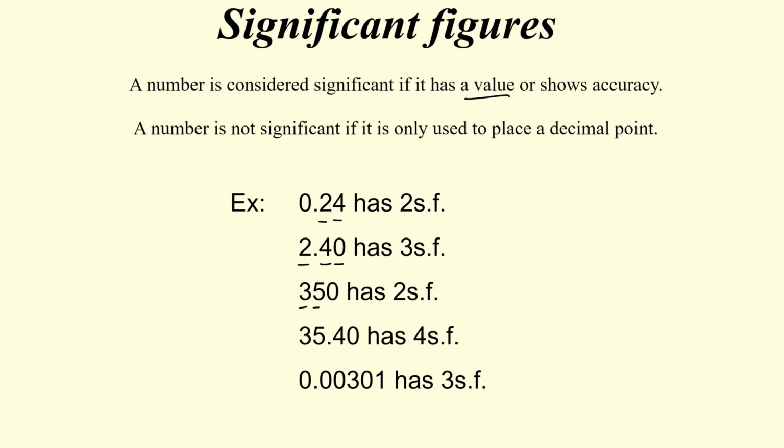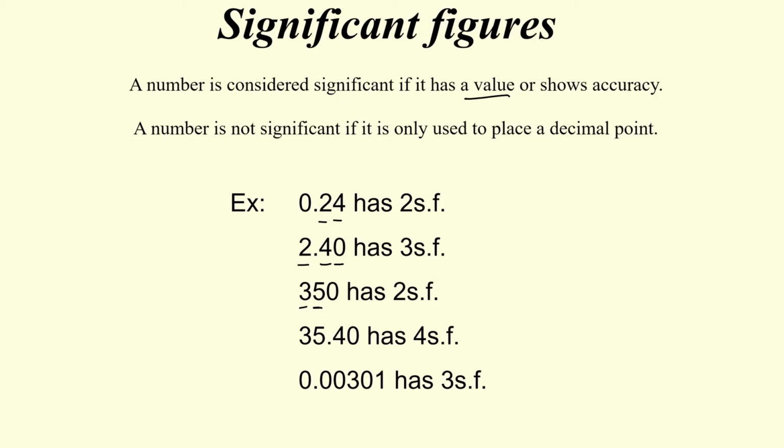Moving down, 350. Again, the 3 and the 5 are definitely significant, but the 0 there is just there to fill out the rest of the number. It doesn't tell you how accurate the measurement of the third digit is. If you wanted to have that to three significant figures, you'd have to put a decimal and include extra decimal places to show more accuracy in the measurement. So here, 350, the only two numbers that are significant are the 3 and the 5. The 0 is just there to make sure they're in the correct place value, the correct column.